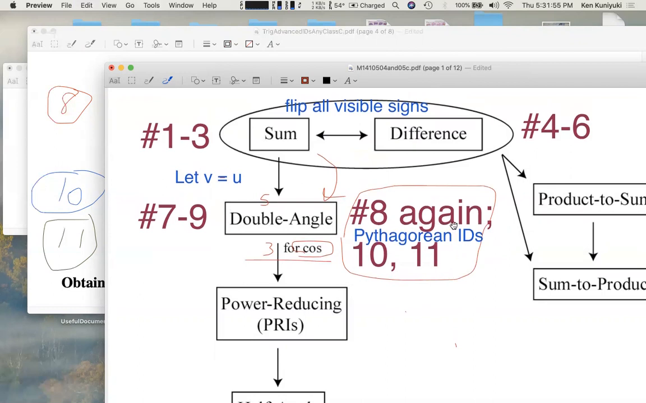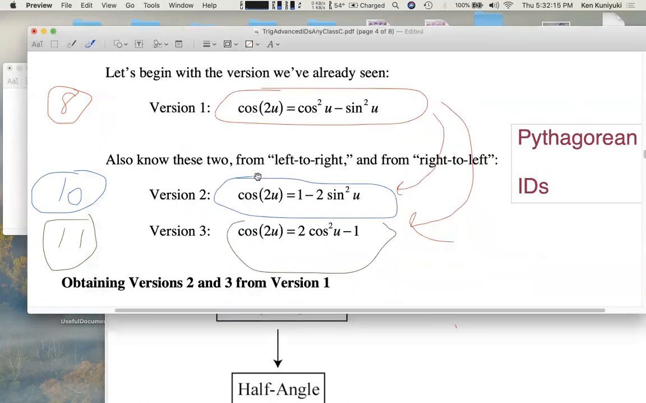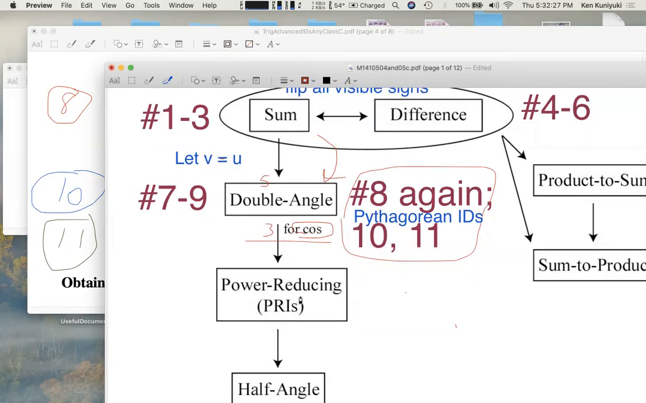Wow, we've done a lot so far. We've covered 11 identities: 3 for sum, 3 for difference, and 5 for double angle, because we have 3 of these identities for cosine. And in fact, we're going to use number 10 and number 11 to get the PRIs, the power reducing identities. That's another reason why we did this. Not just so that we could get the right side in terms of one type of squared trig function, but because we're going to use these two identities, numbers 10 and 11, to derive the power reducing identities. And that's next time.